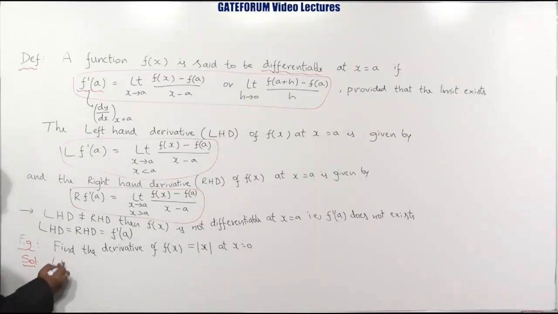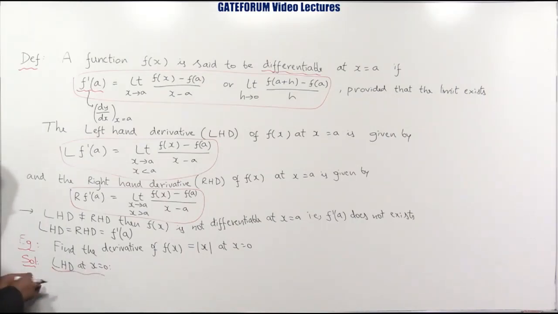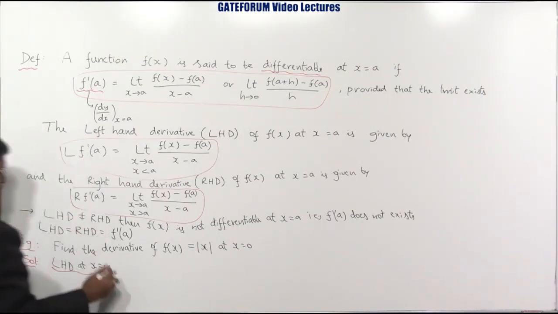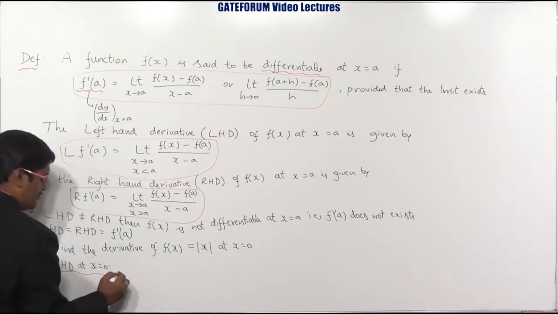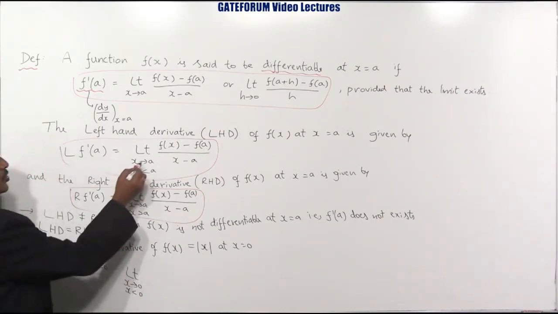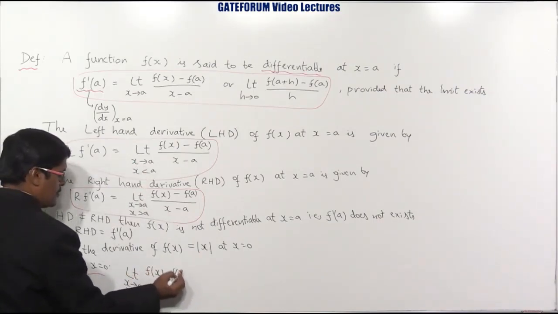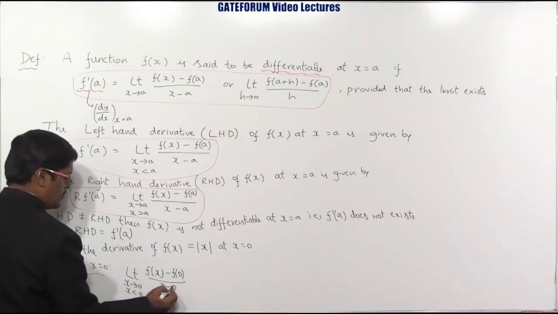So LHD at x is equal to 0. What does LHD mean? Left hand derivative. It is the limit as x tends to 0, x less than 0, of f of x minus f of 0 divided by x minus 0.